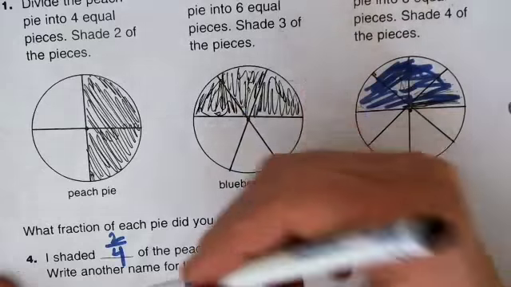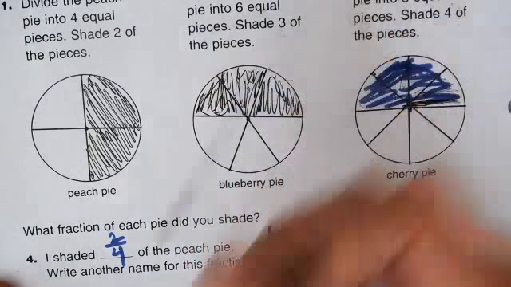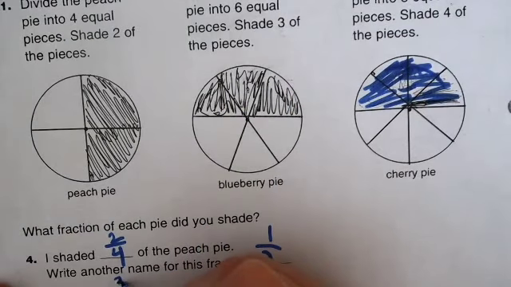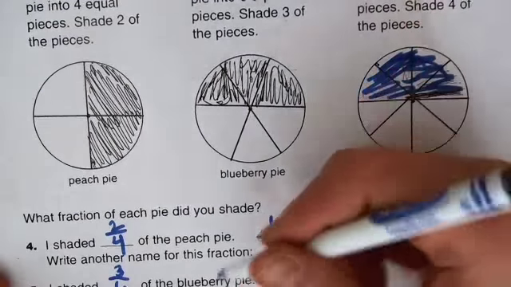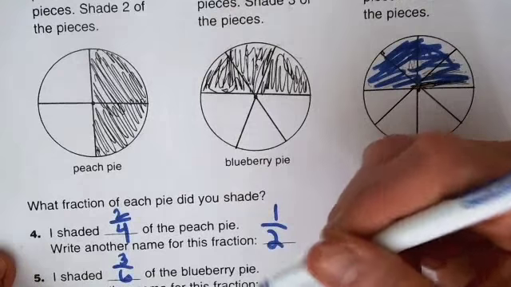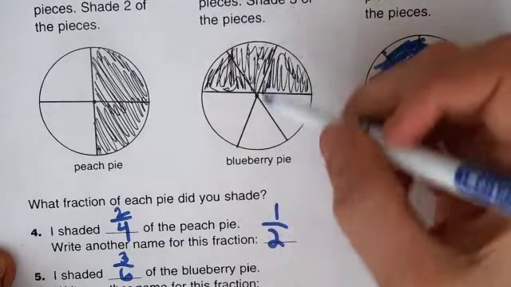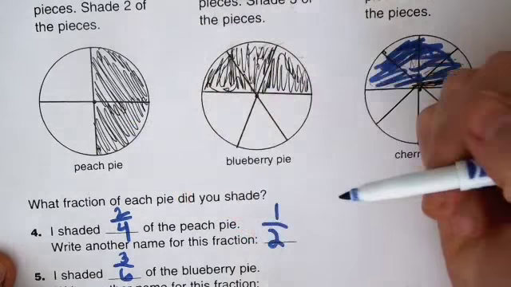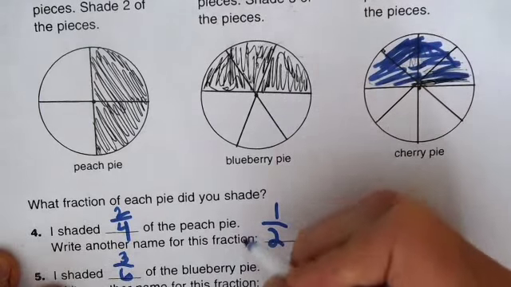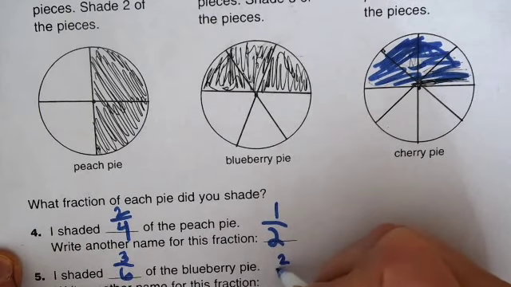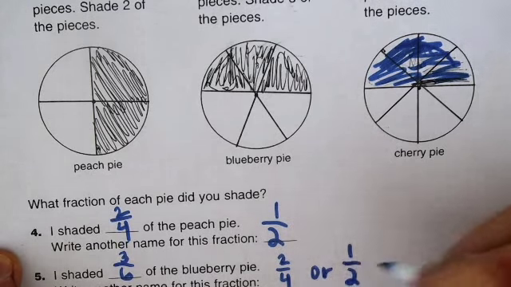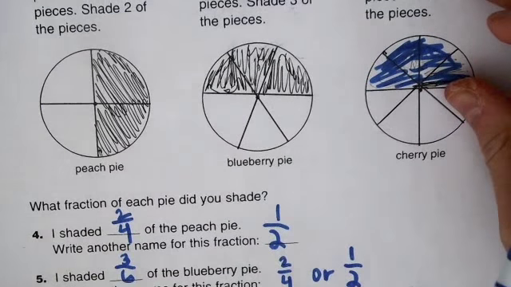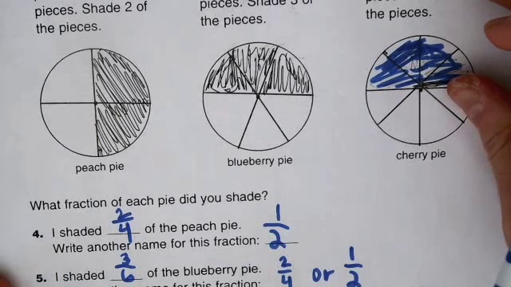How much of the blueberry pie did I shade? I shaded 3 out of 6 of the pieces. 3/6. Okay, and write another name for this fraction. Well, I can see that the blueberry pie and the peach pie have the same number shaded. So another name for the fraction could be 2 out of 4, 2/4. Or I could write 1 out of 2, 1/2. Okay, and basically anything that's going to equal 1/2 I could write.